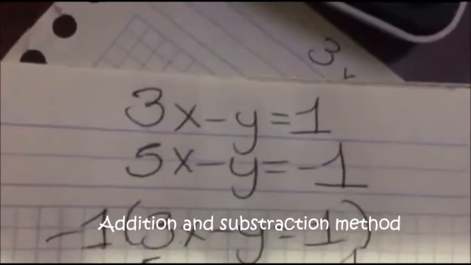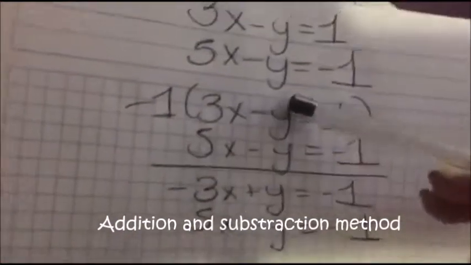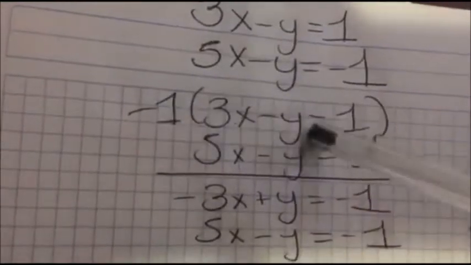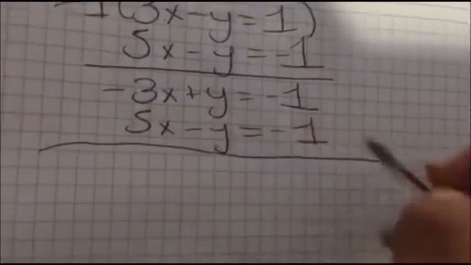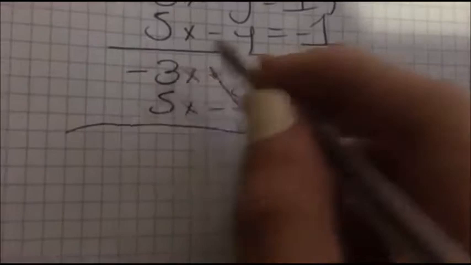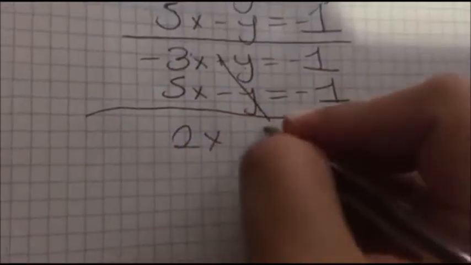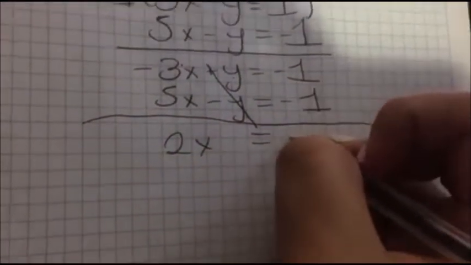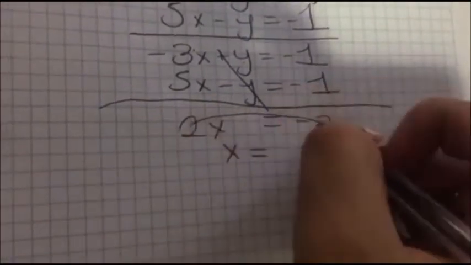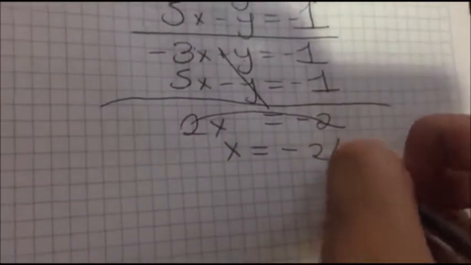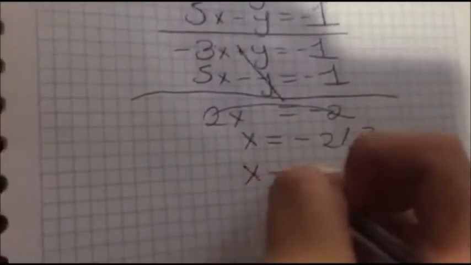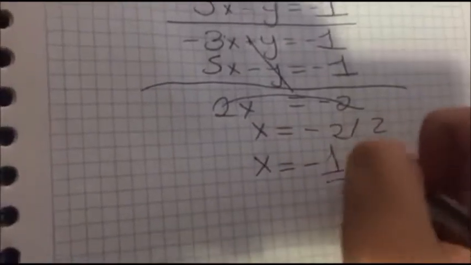Now we will do the addition and subtraction method. We will use the same equation, but we need to be able to eliminate one variable. So we will multiply the first equation by minus 1. That will give us this result. As you see, you have plus y and minus y, so we eliminate these ones. 5x minus 3x, 2x equals minus 1, minus 2. Now we leave the x alone. If this is multiplying, we pass it dividing. So it will be minus 2 divided by 2, which will give us x equals minus 1.